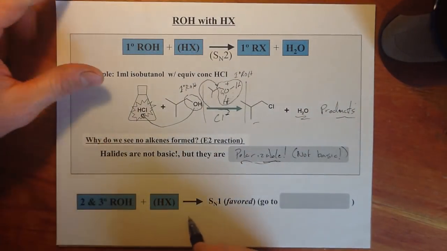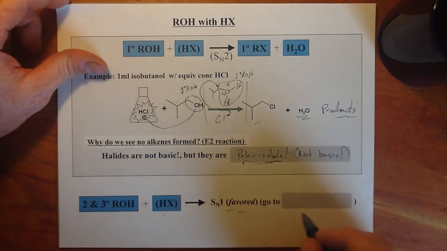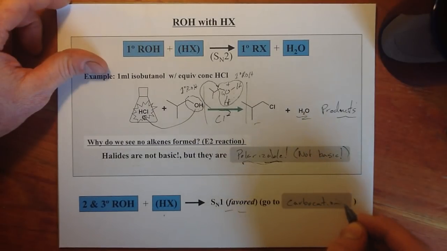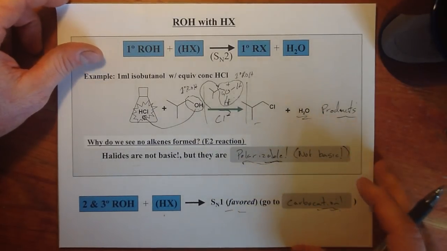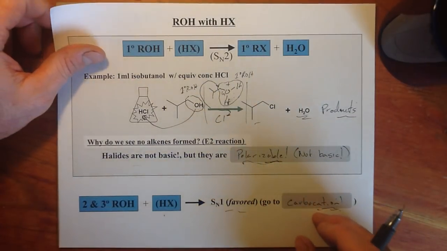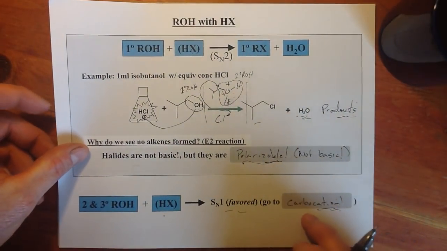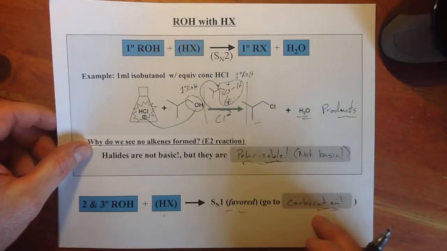For secondary and tertiary ROHs with HX, SN1 is favored. Go to the carbocation, and if you have a carbocation, you can have rearrangements. We don't see that with SN2, but remember, if you go to a carbocation, make sure to watch for any possible rearrangements after you form the carbocation.